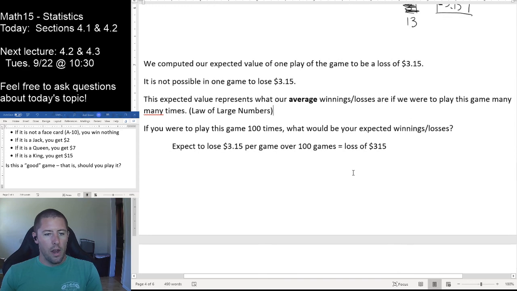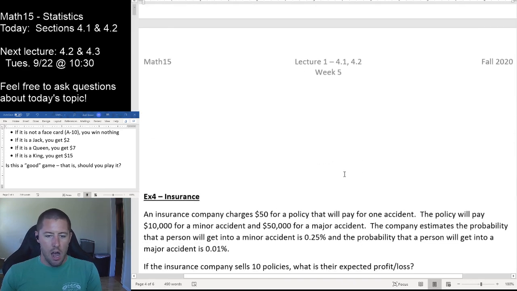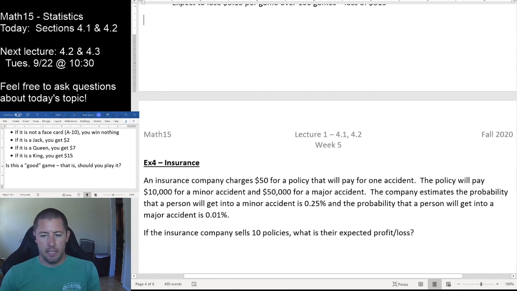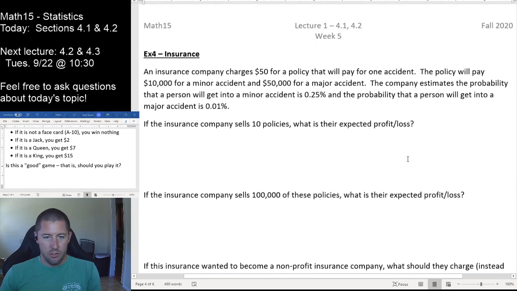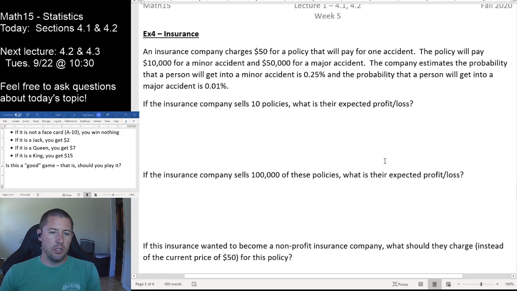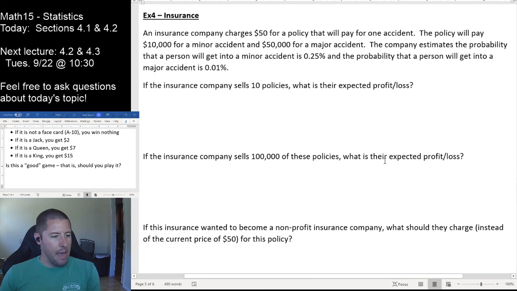So let's look at one other really good example here of some expected value stuff in an insurance setting rather than a gambling setting. But again, insurance is really just like very responsible gambling. You're making a smart bet that is going to save you money in the long run to pay into insurance, because we never know when we're going to need it.